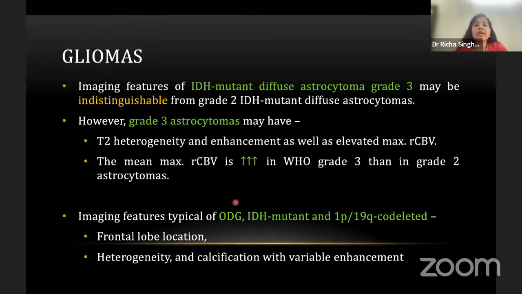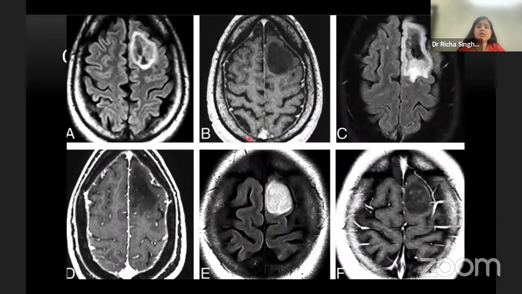And the ODG, there is not much change in the imaging of ODG. Even after the description of these mutations within the ODG, the typical ODG, which is a cortical-based tumor with calcifications and heterogeneity, the imaging remains the same. So these are the 3 examples of diffuse astrocytomas here.